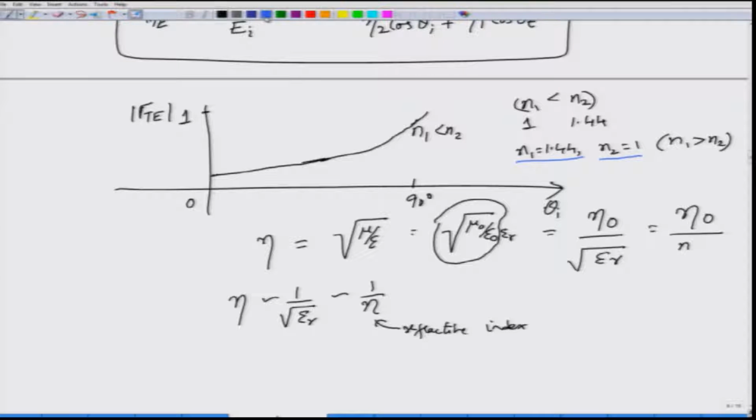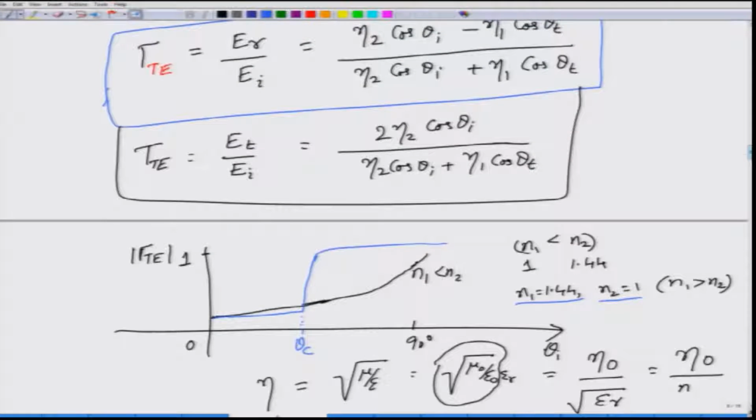Okay. Now for the case where N1 is greater than N2, you will see that this would go like this and suddenly hit reflection coefficient equal to 1. But what happens is that there is a sudden change in the reflection coefficient. This occurs at an angle which we conveniently call the critical angle. Okay. What is this critical angle? This critical angle is the angle at which the reflection coefficient becomes equal to 1, which means that whatever light is incident after this theta c will be entirely reflected back.